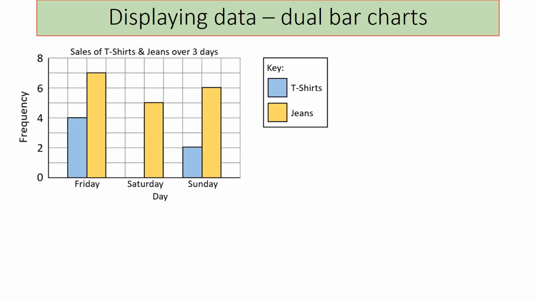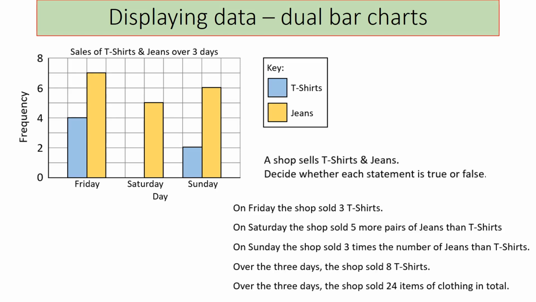So in this question here, we have sales of t-shirts and jeans over 3 days, and we know that blue represents t-shirts and yellow represents jeans. So we've got some true or false statements, so let's decide if they're true or false.